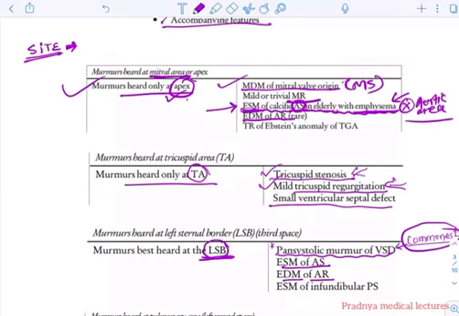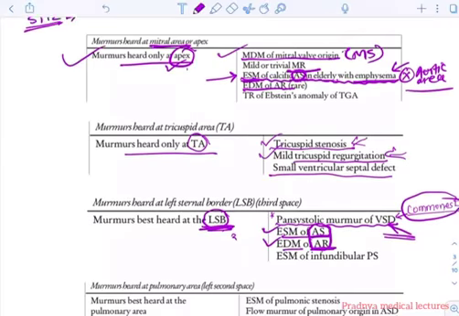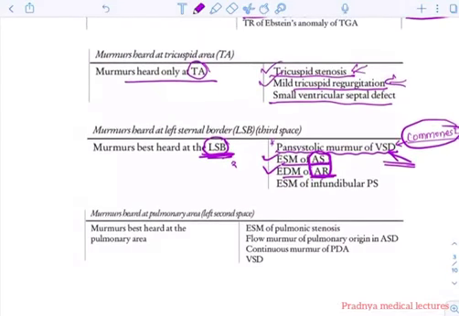Now we know that the left sternal border extends from the second intercostal space to say the fourth or fifth intercostal space, and the aortic valve is situated in the second intercostal space. So these murmurs, or their vibrations, are conducted to the left sternal border, and that's why the murmurs of aortic stenosis and aortic regurgitation we can hear better at the left sternal border. One of the better DD is ventricular septal defect, which is the commonest murmur along the left sternal border.